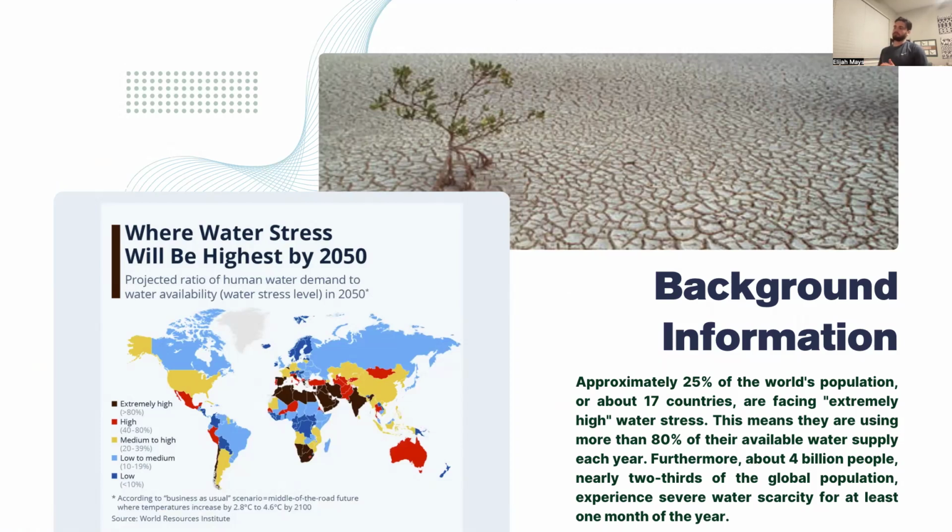Approximately 25% of our population, or 17 countries, are actually facing extremely high water stress. This means that they're using more than 80% of their available water supply each year, and also about 4 billion people, so nearly two-thirds of the global population, experience severe water scarcity for at least 1 month of the year.